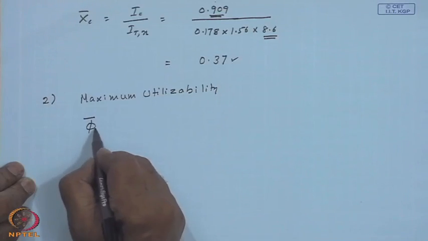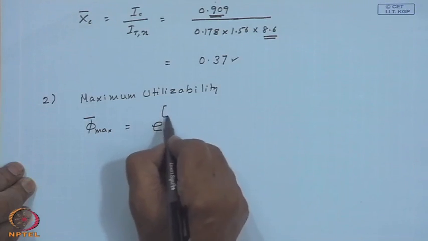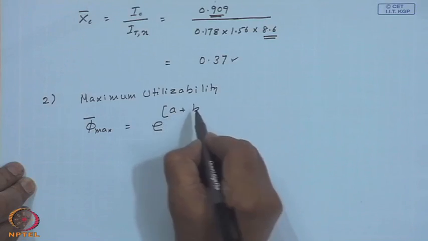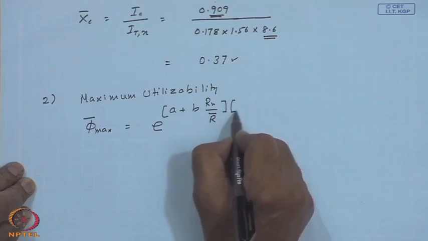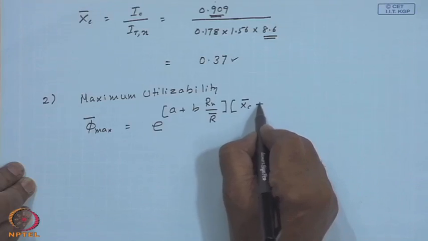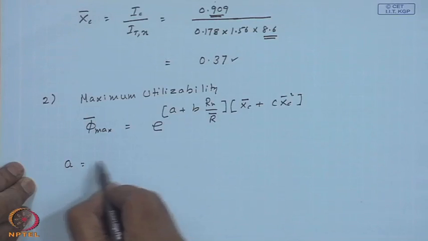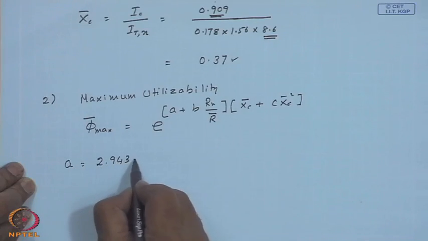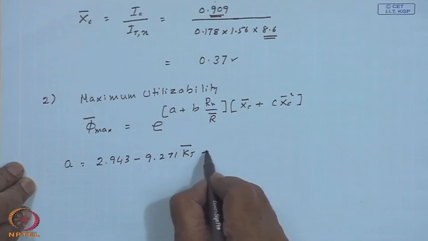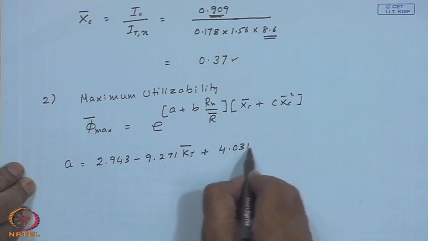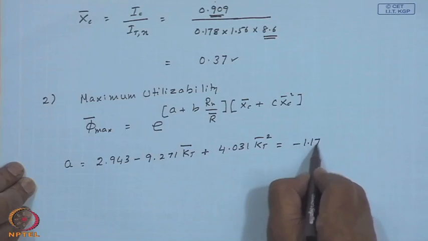That is, we want V bar max. That is from Klein's correlation: exponential to the power a plus b r_n by r bar times x_c bar plus c x_c bar square, and the constants a: 2.943 minus 9.271 kT bar plus 4.031 kT bar square, which will come out to be minus 1.17.